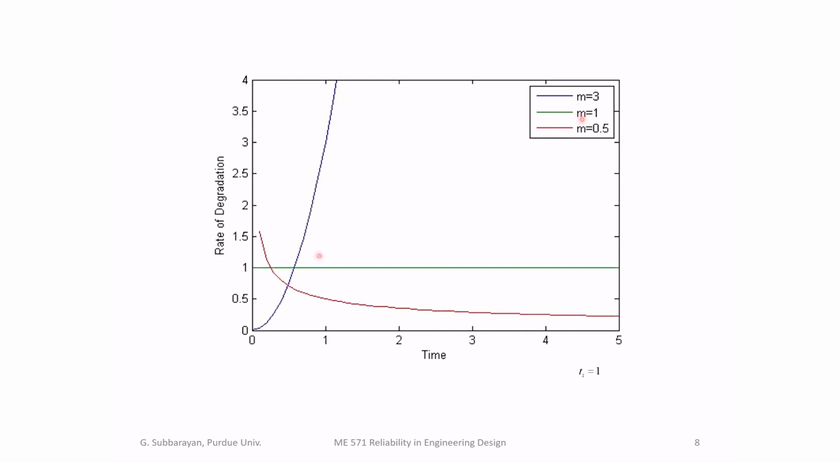When M is equal to 1, then you have a constant failure rate, and that can be used to model the middle portion of my bathtub curve. And M greater than 1 gives me the form that I can use to model the wear out portion of the bathtub curve. So in other words, this power law model, the simple power law model, has features that can capture the various portions of my bathtub curve.